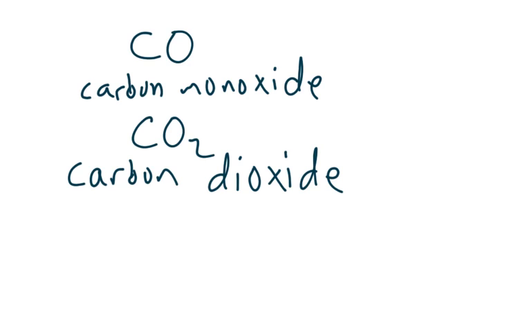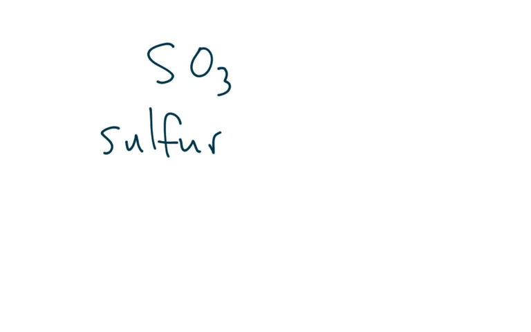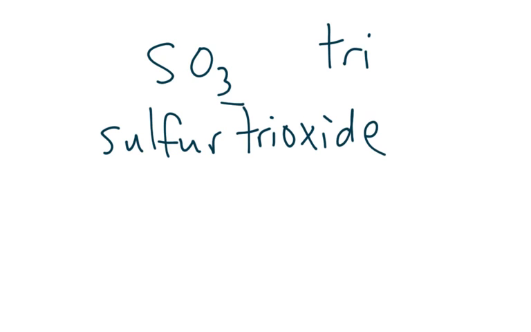Let's look at a couple more examples. Let's say you had SO3. There's one sulfur there. So don't say monosulfur, just say sulfur. And then the prefix for 3 is tri. So remember the oxygen will end in "ide," so we know it's going to be oxide, but there's 3 of them. So it's going to be sulfur trioxide, just like that.